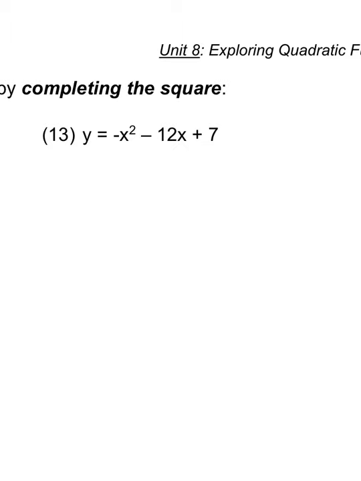Here we have a leading coefficient that's negative, but that's not going to be a problem. Again, we're going to bring this 7 over to the other side. So y minus 7 is equal to negative x squared minus 12x. And again, we're going to complete the square. So I'm going to take my b value, cut it in half, negative 6. Square it, positive 36. Divide it by the leading coefficient, result, negative 36.